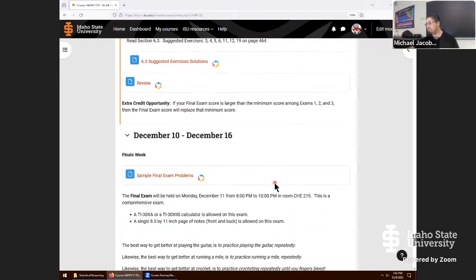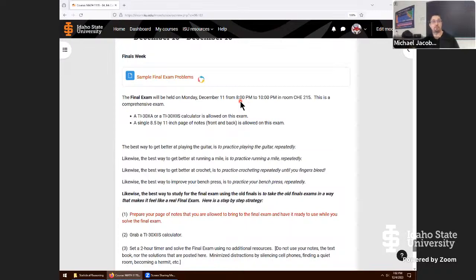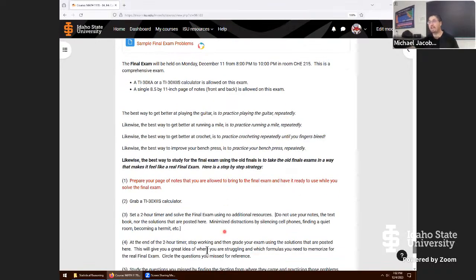Then we'll come back on Monday, a week from today, December 11th, from 8 to 10 p.m. in this room will be the final exam. It's a 2-hour exam. You're allowed to have a calculator, page of notes like before. And this is just some advice on how to practice studying for the final exam. I didn't need to change this option right here since I recall that you get to choose your own notes. I copied and pasted this from a different class where they had their notes provided on the exam.